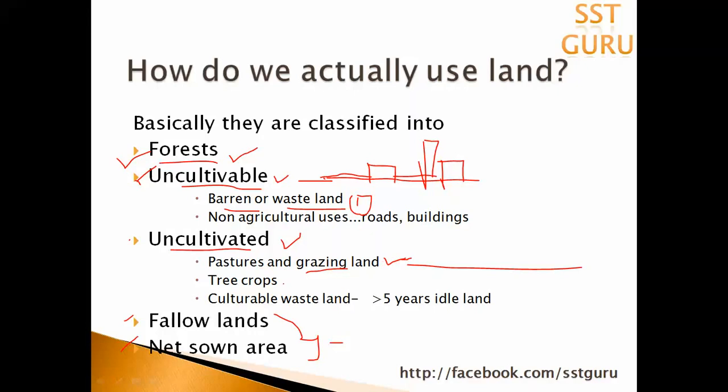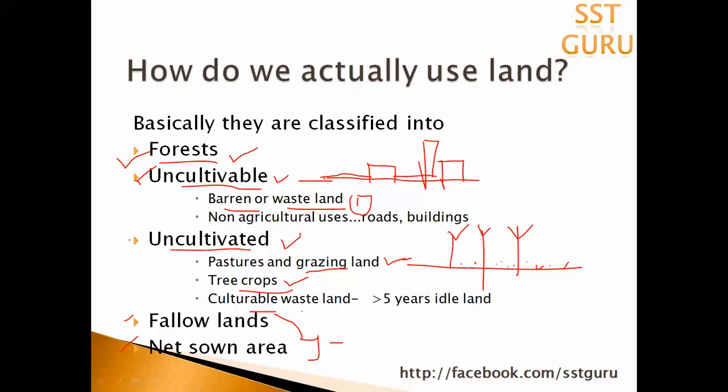Apart from this, you also have tree crops. Tree crops in the sense you have plantations. A plantation is one in which a vast area is covered by the same species of trees. Take for example eucalyptus. Consider this to be trees. So you have eucalyptus trees over a vast extent of land. You can also cultivate your crops here, but you're not cultivating them. So that accounts to tree crops.